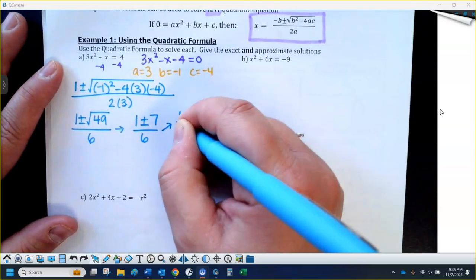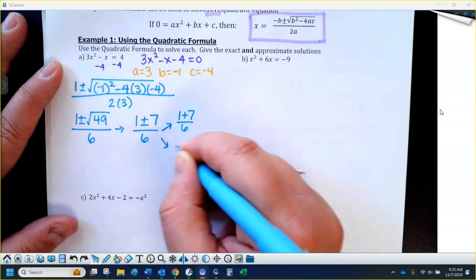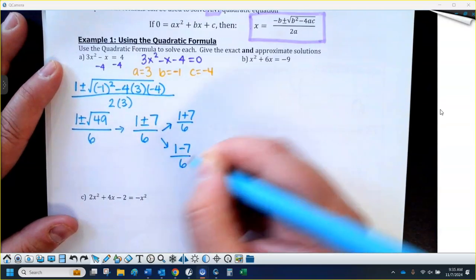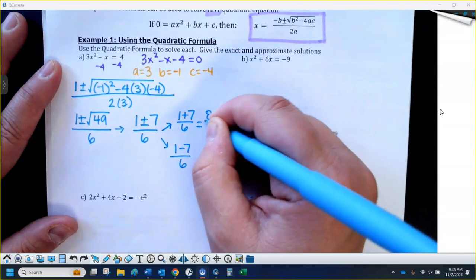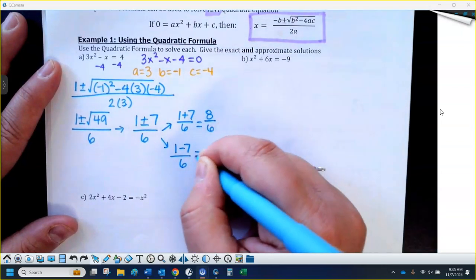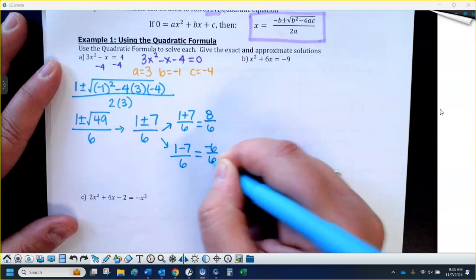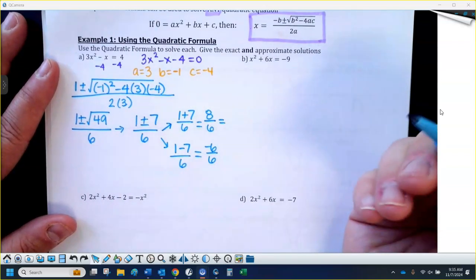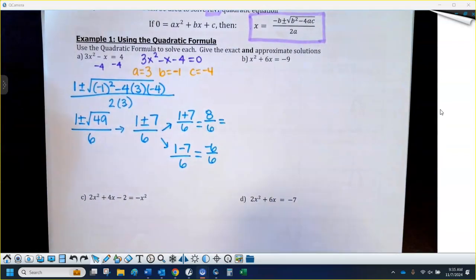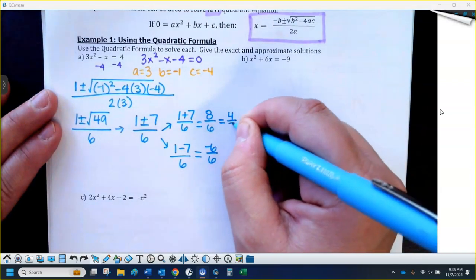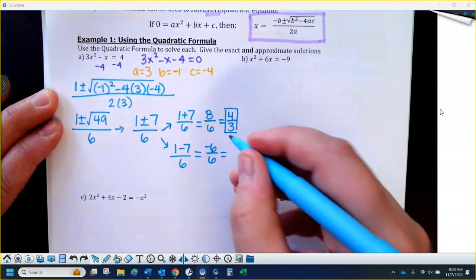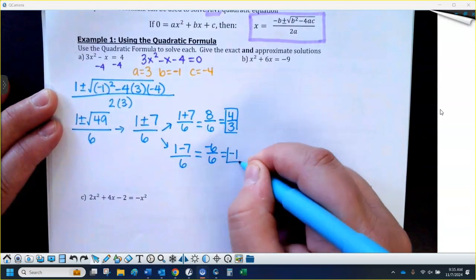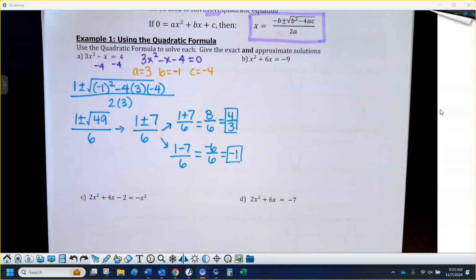1 plus 7 divided by 6. And then 1 minus 7 divided by 6. Simplify the top first. So the top of that would be 8 and then 6. The top of this we'd have -6 over 6. If you can simplify, we would want to do that. So 8 over 6 does reduce to 4/3. So there's one answer. -6 divided by 6, actually a nice number, is -1. So those are my two solutions.